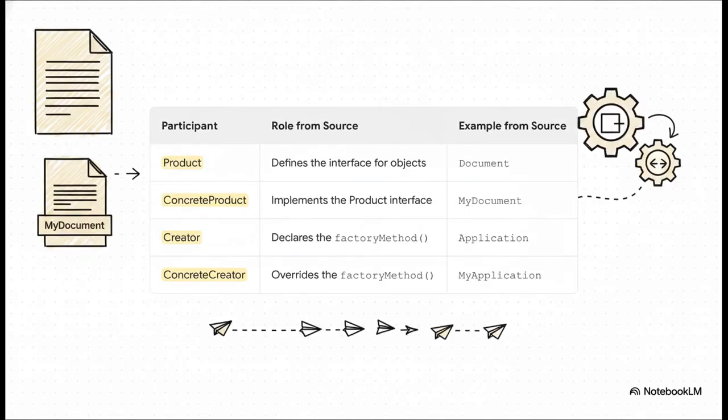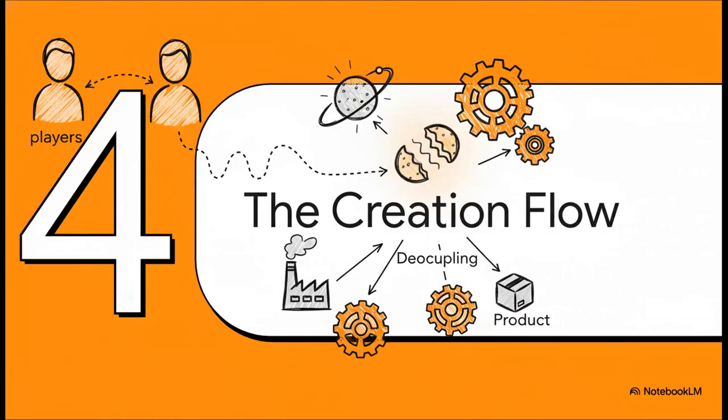Let's break this down with the book's classic example to make it real. The product, that's a generic idea, an interface, like a document. The concrete product is a specific version, like MyDocument. Then you have the creator, which could be our main application class. It declares the factory method, maybe called createDocument. And finally, the concrete creator, like MyApplication, is the one that actually implements that method to return a brand new MyDocument.